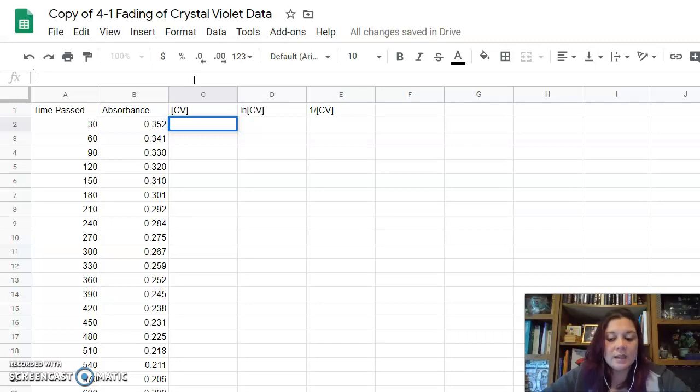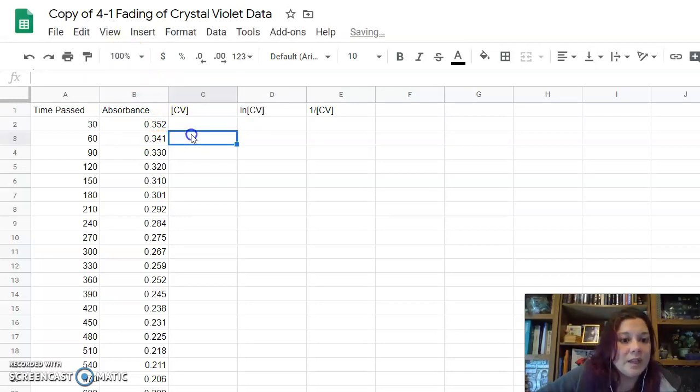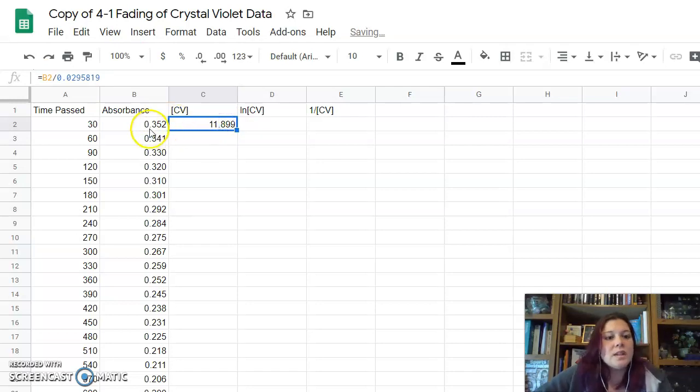So that being said, I'm going to start out by creating a command. Rather than trying to figure out or use the slope every time, I'm going to simply say that the cell here is going to be equal to the absorbance divided by the slope that they got for their line of best fit. So that's going to automatically do the math for me.